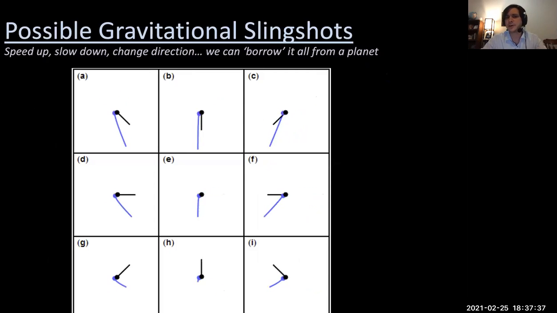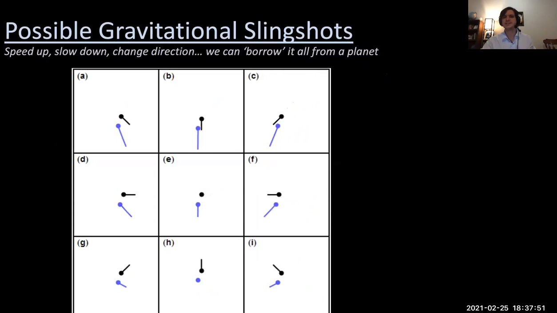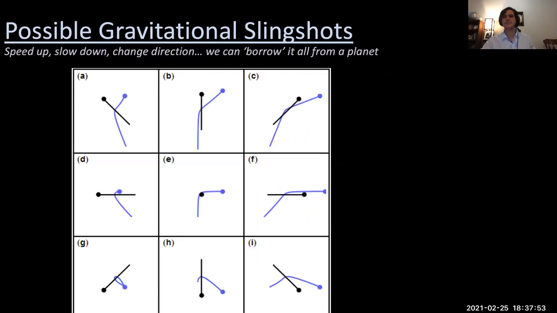And I just want to show you here are some other gravitational slingshots. Notice that we can speed up, slow down, change direction. We can borrow basically a little bit of energy, a little bit of momentum from a planet or an asteroid and send off a spacecraft in a variety of really, really clever ways. Cool maneuver. Thank you, Michael Minovich.